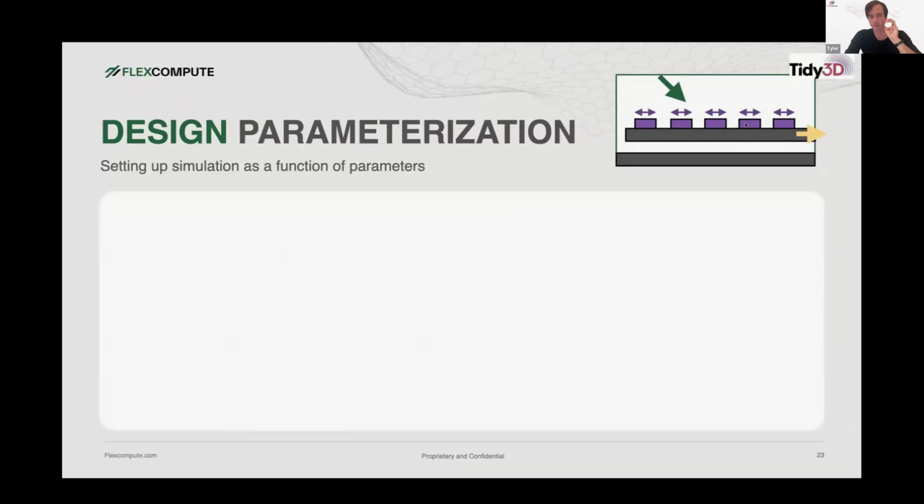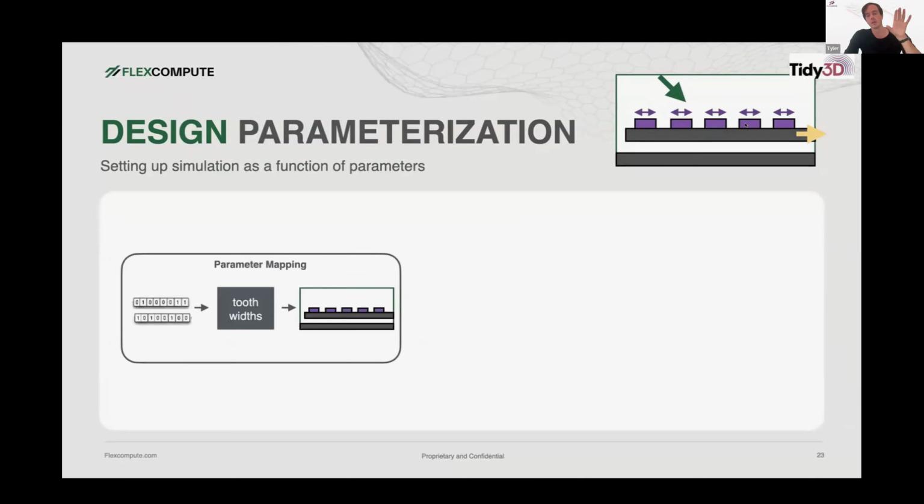Let's talk about how you could set this design parameterization up first, that is, how you define the grating coupler as a function of your parameters. Again, we need to define this mapping. Basically, it's a mapping from our design parameters to the tooth width, and then to the structure that we're simulating, the simulation. So how can we define this in code?